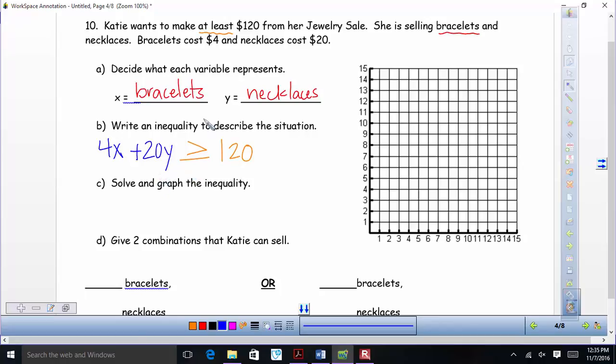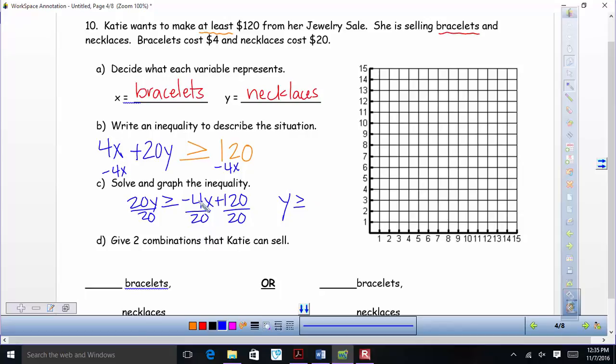Okay, so Jordan, what would you do first to get Y by itself? We'd subtract 4X. That would give us 20Y is greater than or equal to negative 4X plus 120. JJ, what would you do next? Divide by 20. So that's going to give me Y is greater than or equal to, what is negative 4 over 20?